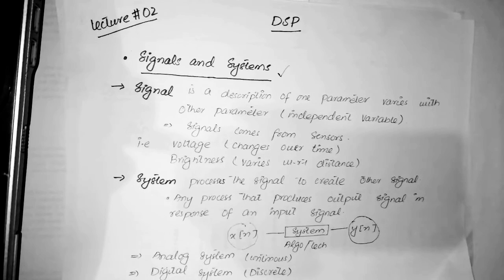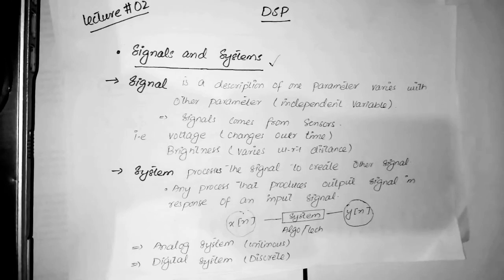For example, voltages and brightness. Voltage changes over time. The time here is the independent variable. Brightness varies with respect to the distance. In this, distance is the independent variable.